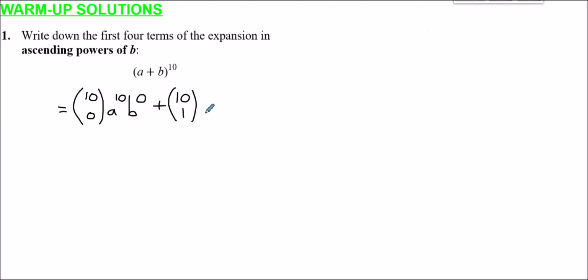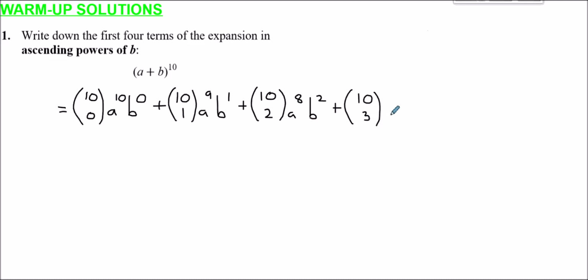Now a is going to reduce by 1 power, so down from 10 to 9, and b is going to go up to power 1. Next along we have 10 choose 2, a to the power 8, b squared, and then finally it's going to be 10 choose 3, a to the power 7, b to the power 3.